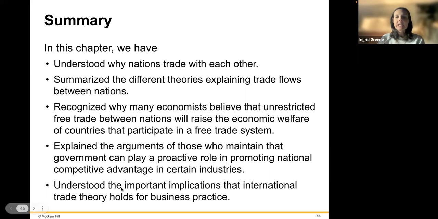And then the last thing is understanding the important implications that international trade theory holds for business practices. And this is the idea that no trade theory is absolutely perfect, but there are many factors to consider and a lot of things that people have thought about, a lot of economists have worked through in the last couple of decades to talk about trade theory and how it can work for business.